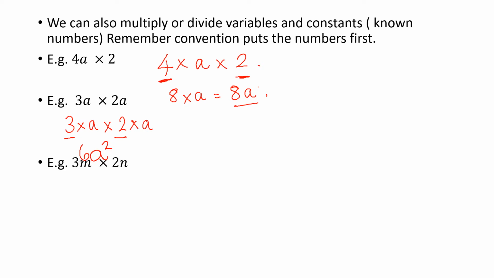Another example here. We have 3m times 2n. So let's rewrite that out. We have 3 times m times 2 times n, which is the same. Let's multiply those constants first. 3 times 2 is 6. And then we have m times n. So 6 times m times n. Remembering touching means timesing. We don't need those multiplication symbols.